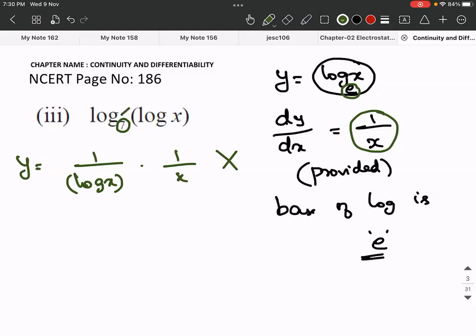Because the base is not 7. Are you guys clear or not? Or is it confusing? If you respond only, I'll be able to understand. Is it clear? Yes, clear, sir.